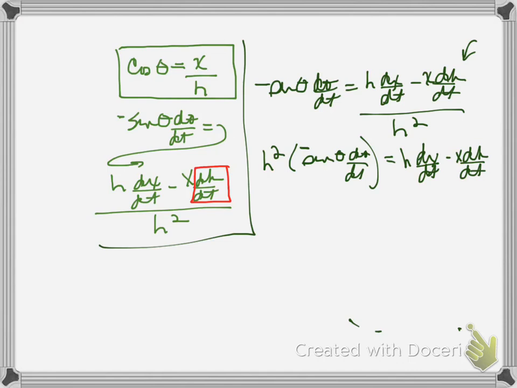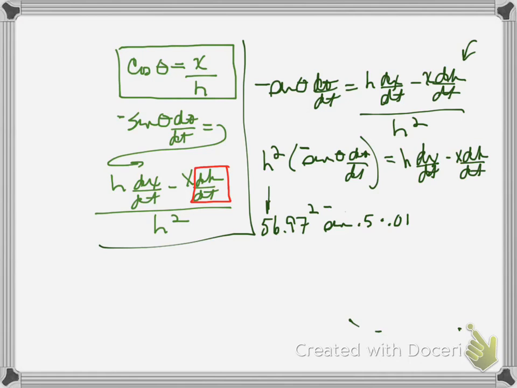So h squared is going to end up being, what, 56.97 squared. So I'm going to fill in below. So this is 56.97 squared times a negative sine, and what's the angle? The angle was 0.5, and then d theta dt. D theta dt is 0.01, so that's another times 0.01. All right, that's my left side.